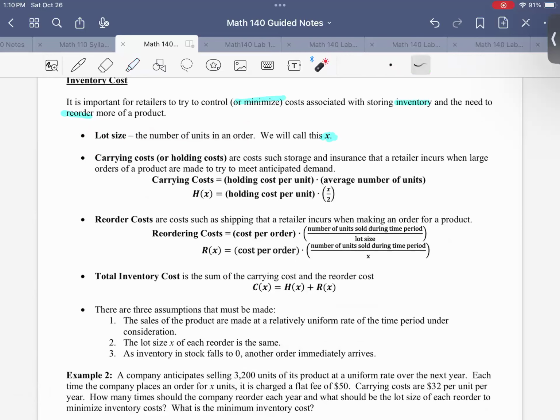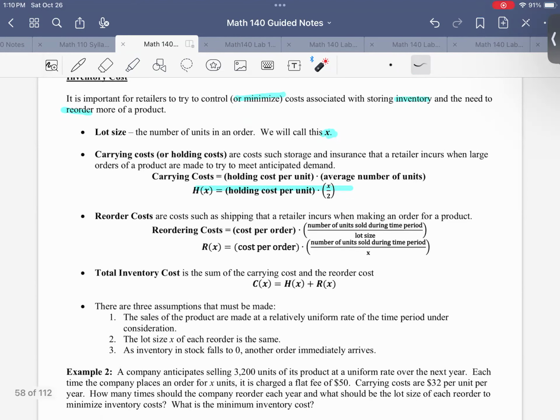So carrying costs or holding costs are costs such as storage and insurance that a retailer incurs when large orders of a product are made to try and meet anticipated demand. So carrying costs is defined by this function, h of x, where this is holding cost per unit times our lot size, right? X is our lot size divided by 2. So it says holding cost per unit, but this could be interchangeable with just carrying costs. Okay. In the question, more often than not, it says carrying costs, but that is our function for that.